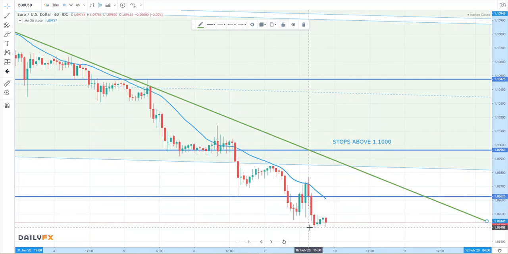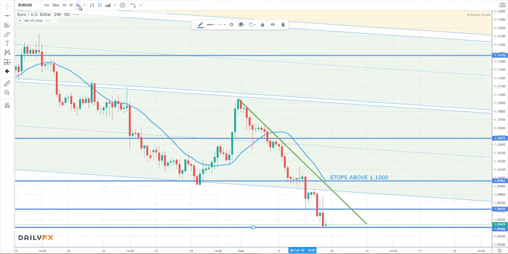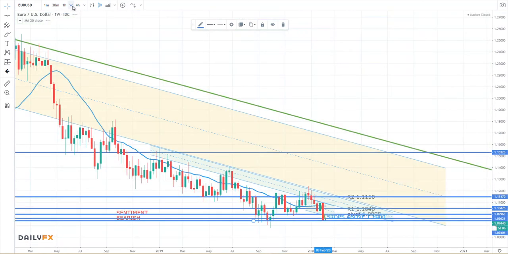So you see here, looks like some short-term daily support at this 1.0940. So if price moves sideways here, you might see a little bit of a bump up to the 1.0960 area, then that's another sell. Stops above 1.10. Okay, so yeah, a lot of bearish action in the euro lately.